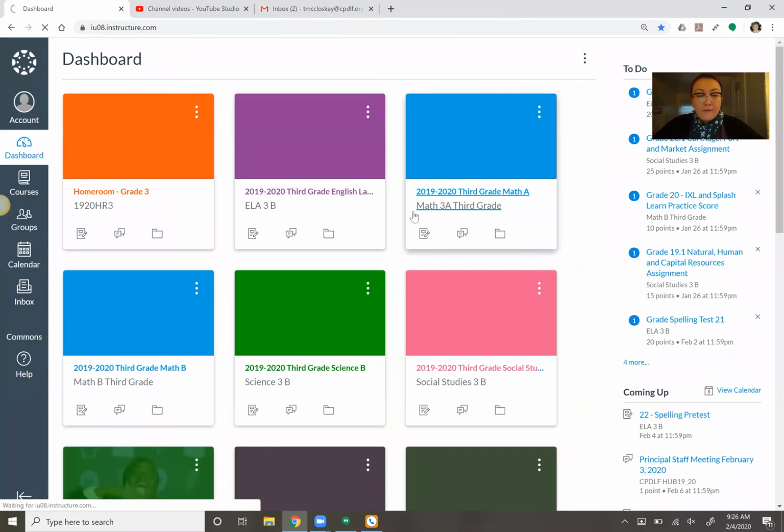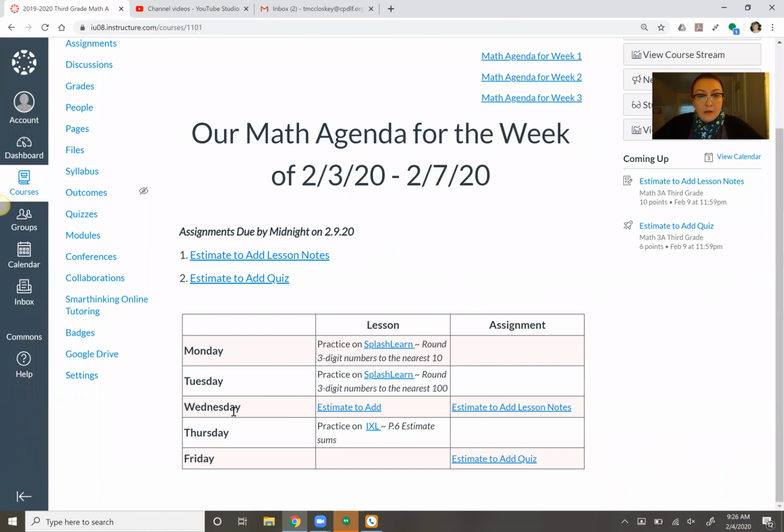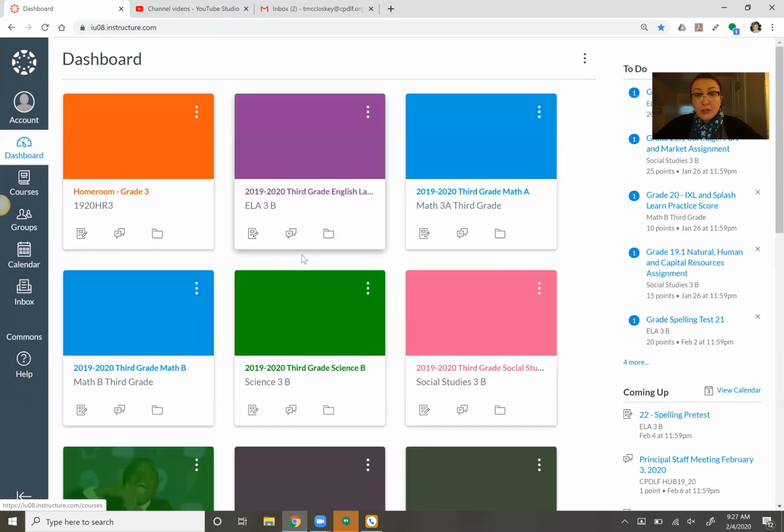All right, Math A. For my Math A kiddos, you're going to go to Splash Learn, round 3-digit numbers to the nearest 100. So we're still reviewing to move on to estimate to add, our lesson for the week. And again, friends, everyone's doing Splash Learn this week. If you don't remember your password, please just let me know.